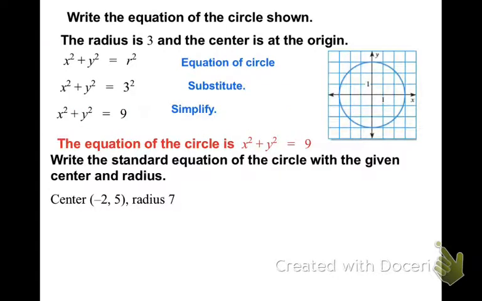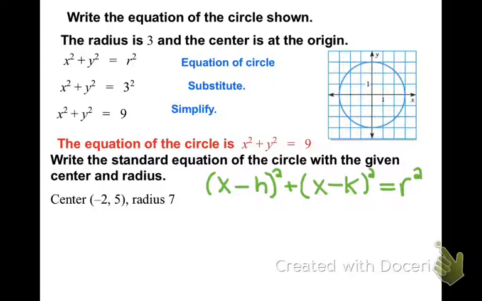Okay, write the standard equation of the circle with the given center and radius. Now that we have a center that's not at the origin (0, 0), I want to remind you that we're going to call this (h, k), and we'll be using this formula, which is the same as what we used above, but there we had zeros, so we didn't put them in. So go ahead and see if you can fill in the values.